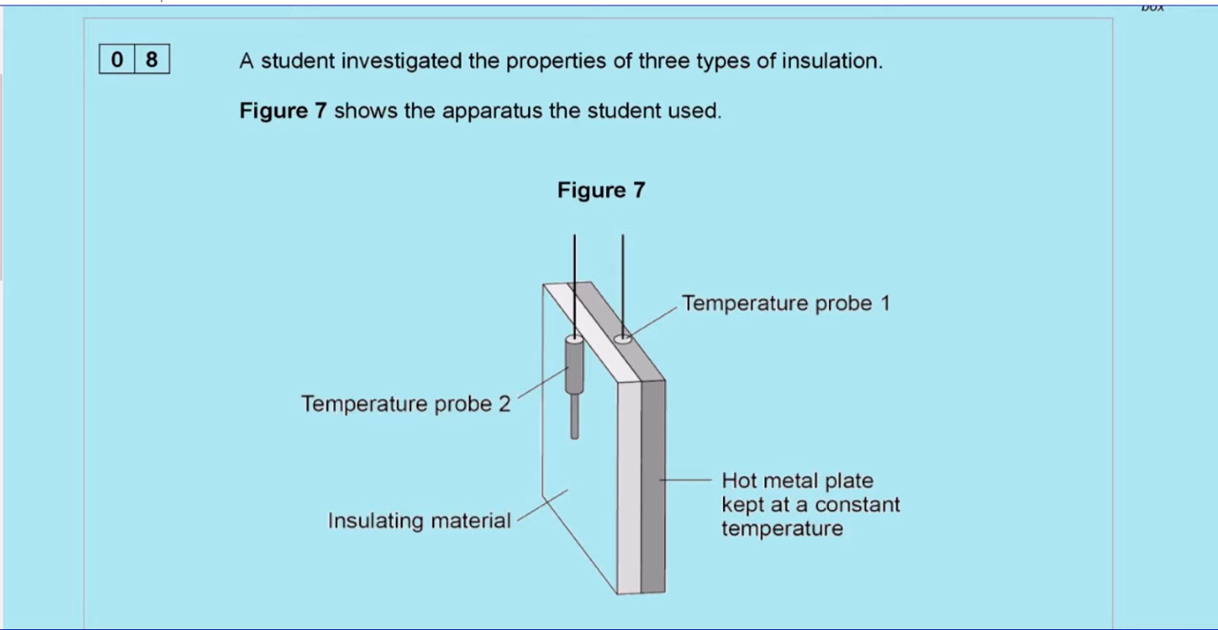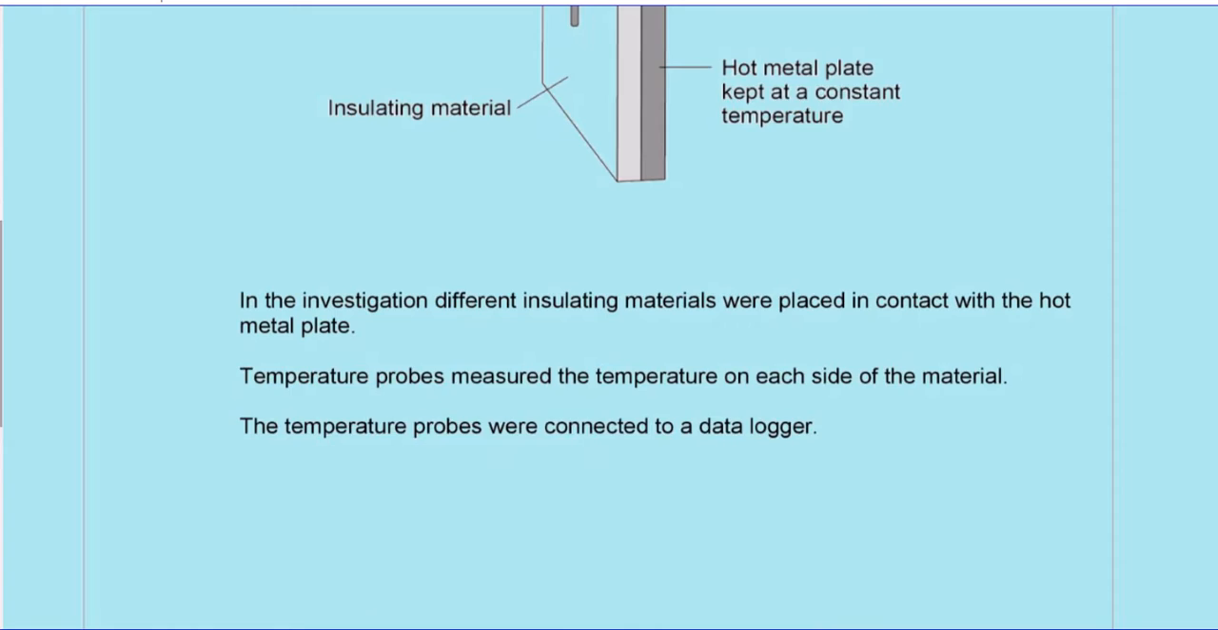So on the left hand side we've got a hot metal plate that's being kept at a constant temperature. There's a temperature probe connected to that hot metal plate, so that should be registering the same temperature all the time. And then to the right of that hot metal plate we've got some insulating material, which also then has a temperature probe attached to it to measure the temperature on the other side of the insulation. Okay, so that's the situation. Let's take a look and see what's going on.